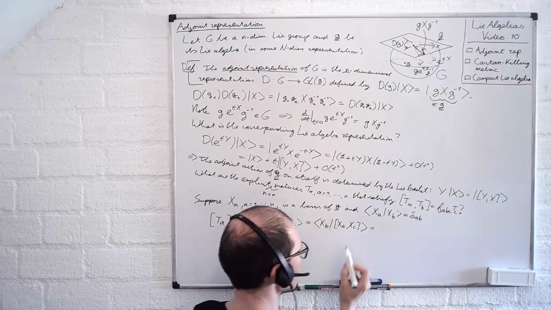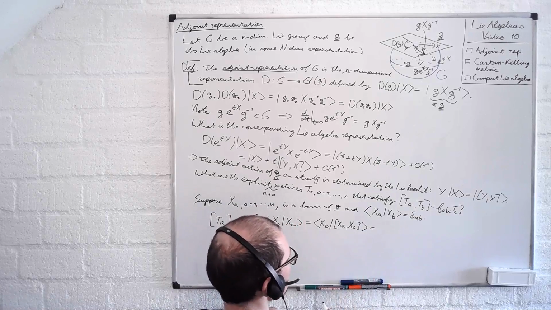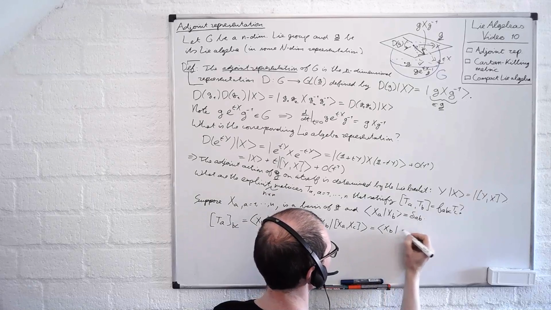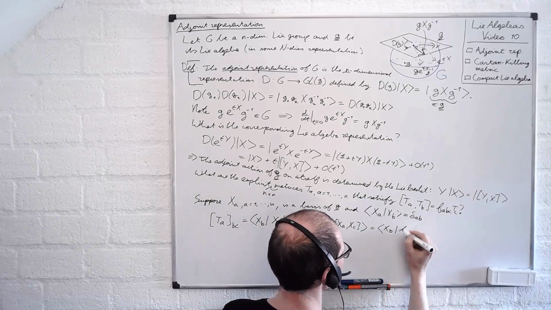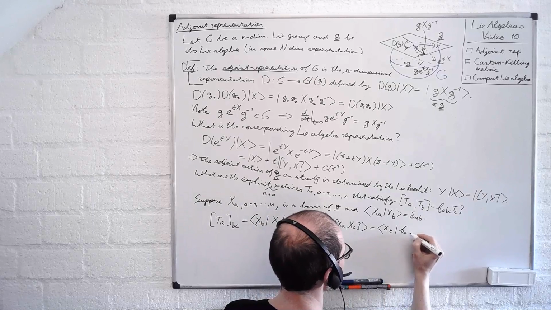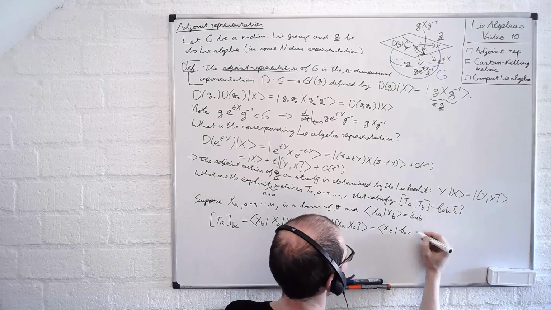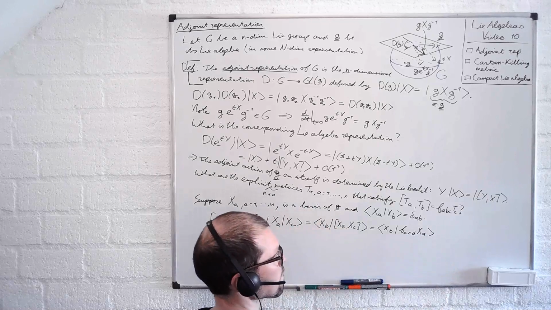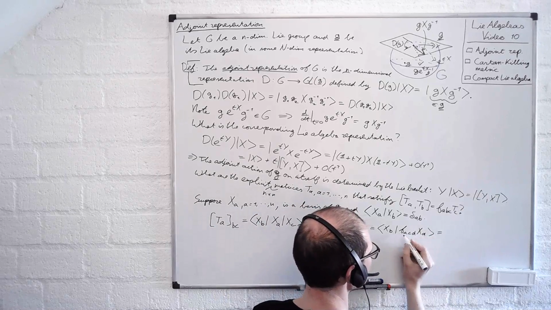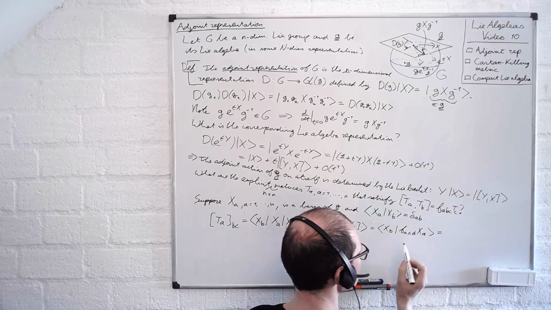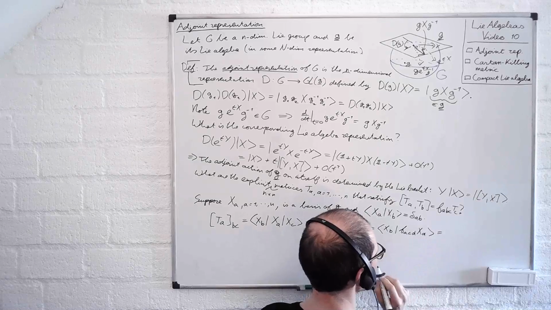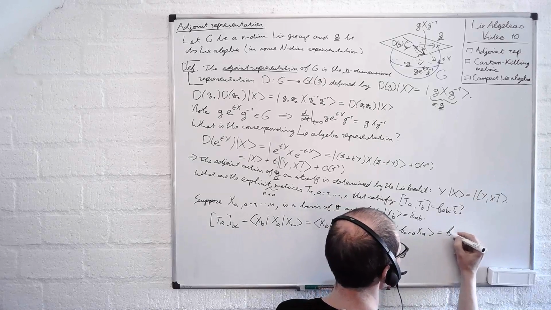But I know that these are given by the structure constant. So this is X_B with f_AC^D X_D. Now these are just real numbers. And these two are orthogonal to each other. So the answer here is really f_ACB.